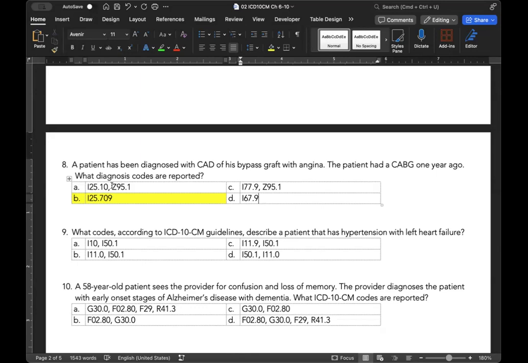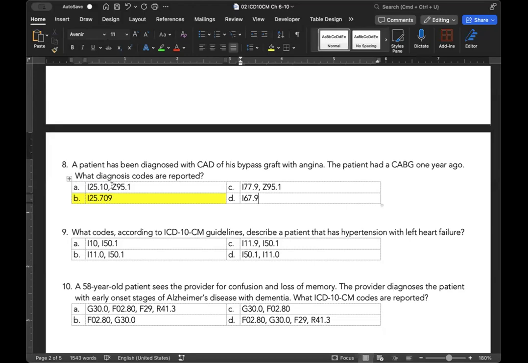Is it because it's a complication? Or no, it's not a complication. It's because, well, the history codes are for a condition that is no longer present. Though sometimes we can have history codes that indicate that something is present, which in this case, the Z95.1 is the presence of a CABG, right?